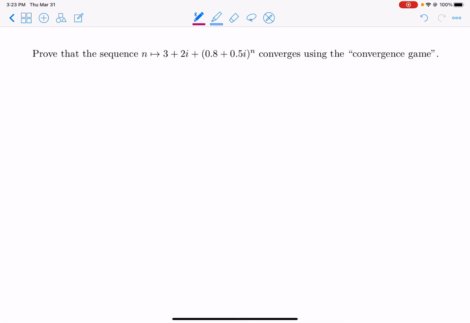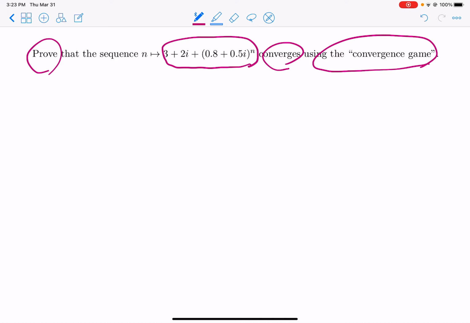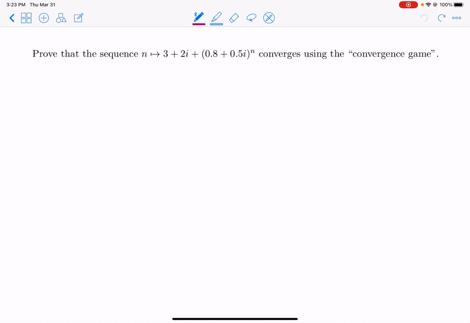Okay, hi everybody. So we have this sequence here, and we need to prove that it converges. Using the convergence game just means using the full definition of what it means for a sequence to converge. So first, it's helpful to give names to things. Let z_n be 3 plus 2i plus this thing to the n for every n. So now we've defined a sequence.